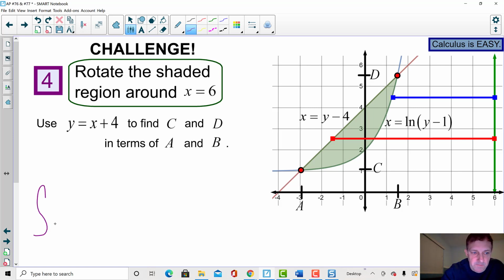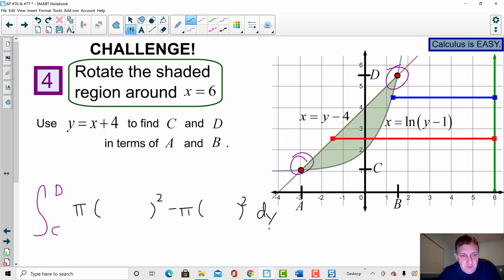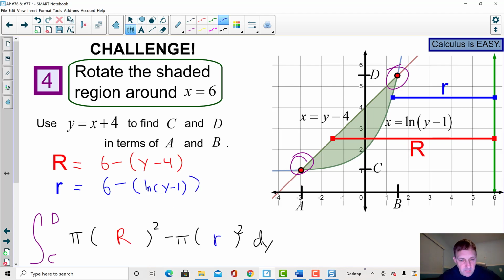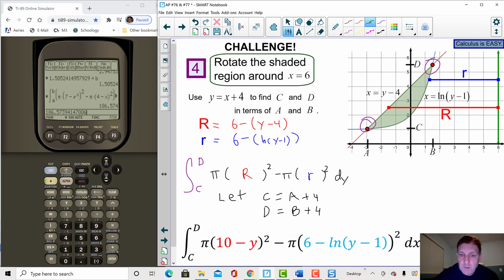So our integral is going to be from c to d. And those are the y values of these 2 points. We just figured out those y values. All we had to do was add 4 to the x values, and it gave us the y value. All right, there's our integral. It's going to be pi r squared minus pi r squared. All right, let's go ahead and plug in those r's. All right, there we go.